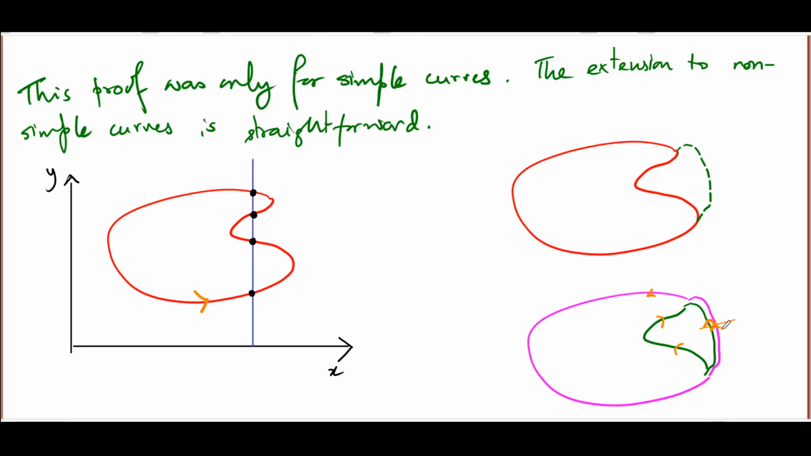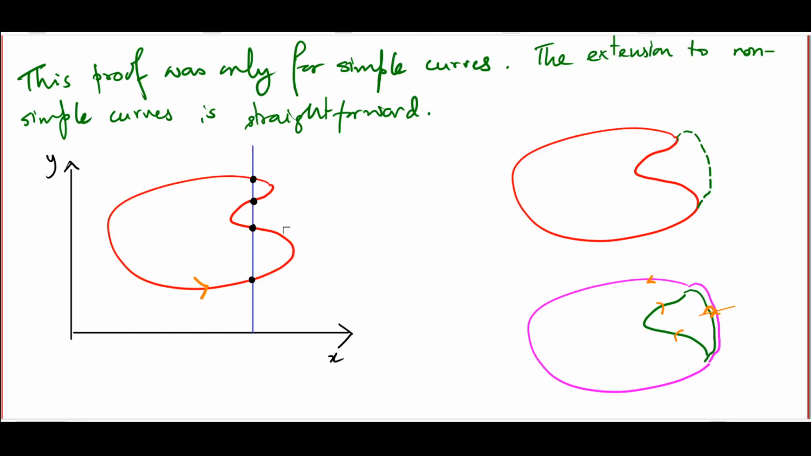In this way, you can extend this proof to any non-simple curve whatsoever, as long as the curve is closed. The line integral of M dx plus N dy evaluated over any non-simple curve or simple curve traversed counterclockwise is the double integral of del N del x minus del M del y evaluated over the region bounded by the curve.